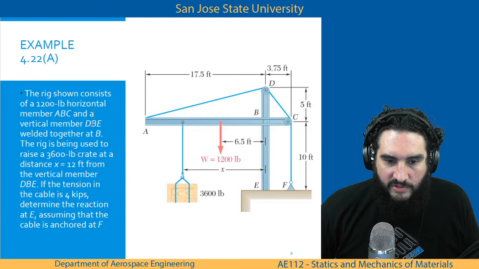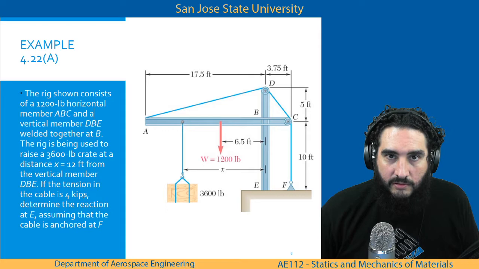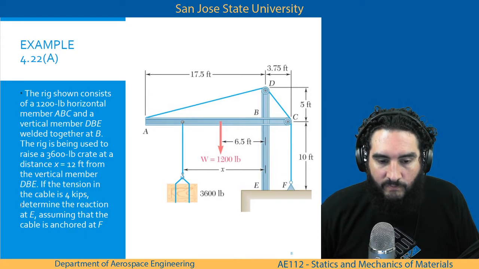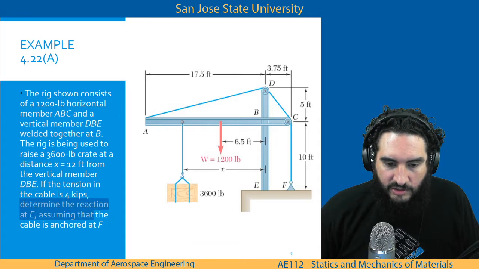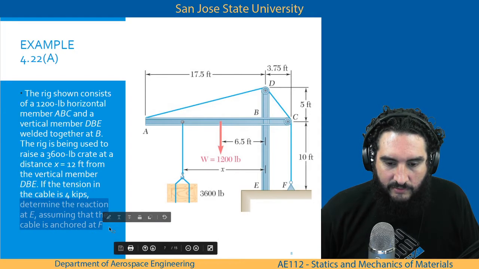Okay, and a vertical member DBE welded together at B. The rig is being used to raise a 3,600 pound crate at a distance of x equals 12 from the vertical member DBE. If the tension in the cable is 4 kips, what are kips? Type in the chat. Tell me what kips are in the chat. Determine the reaction at E, assuming that the cable is anchored at F.